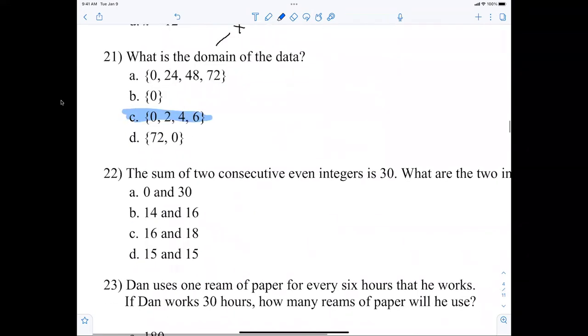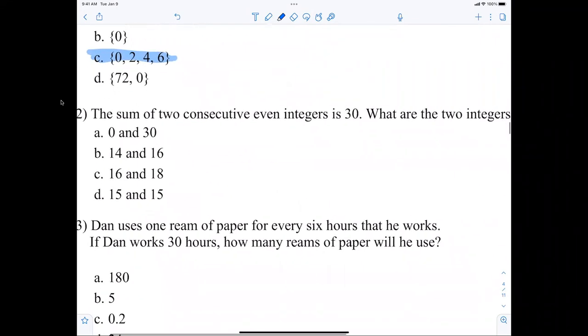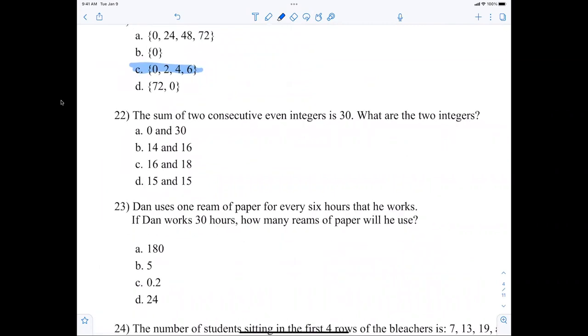All right, let's look at 22. The sum of 2 consecutive even integers is 30. Well, let's look at A. Is 0 and 30, do they add up to 30? Wait a minute, do 0, yes, but are they consecutive? No, so that's not right. 14 and 16, does that add up to 30? Are they consecutive? Yes, consecutive evens. All right, so the correct answer has to be what? Yes, B.